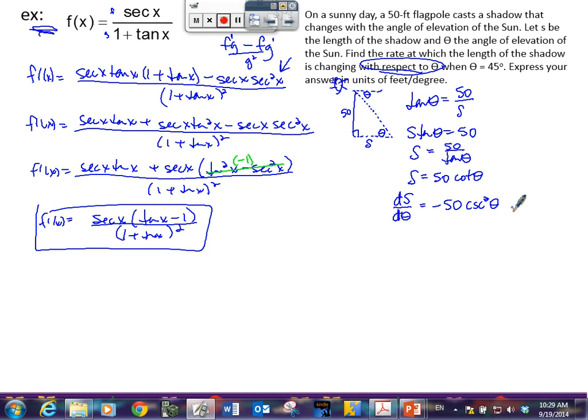Is that what they wanted us to find, was just the derivative? No. They wanted us to find the rate of change when theta equals 45 degrees. Okay, so we need to evaluate the derivative at 45 degrees. So one way that's written is ds d theta, theta equals 45 degrees. You've probably seen that notation maybe on your calculator. Regular notation. Yes.